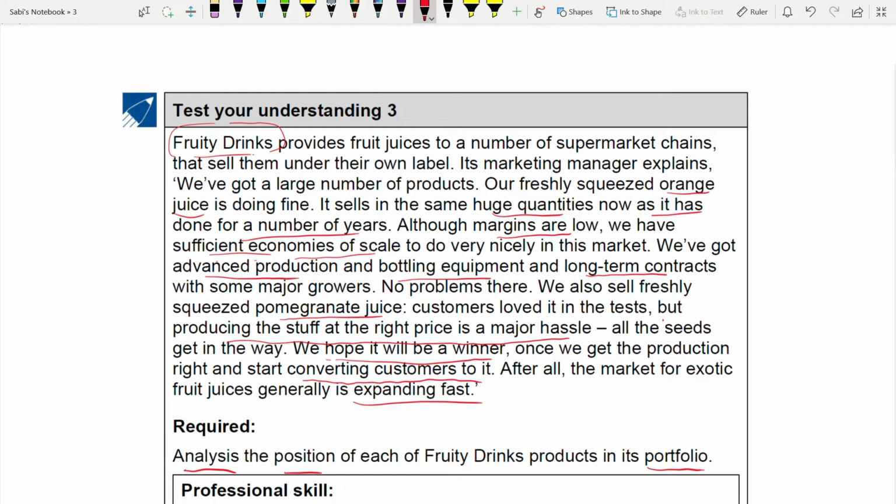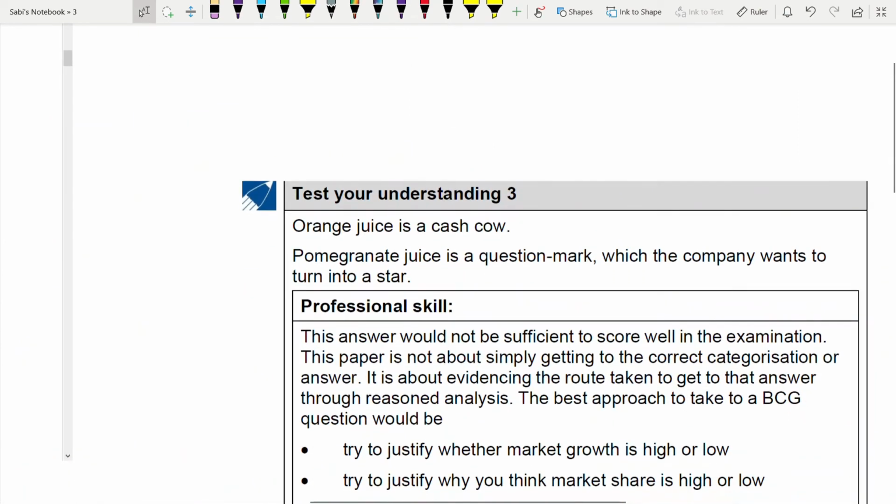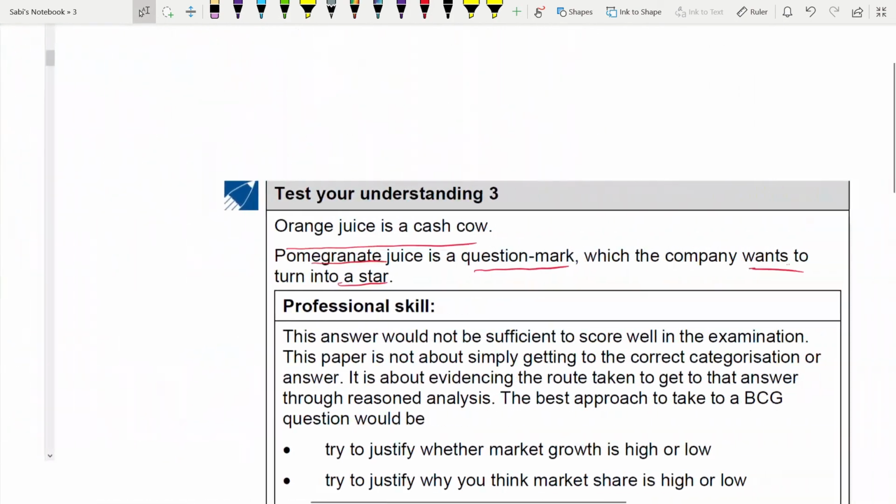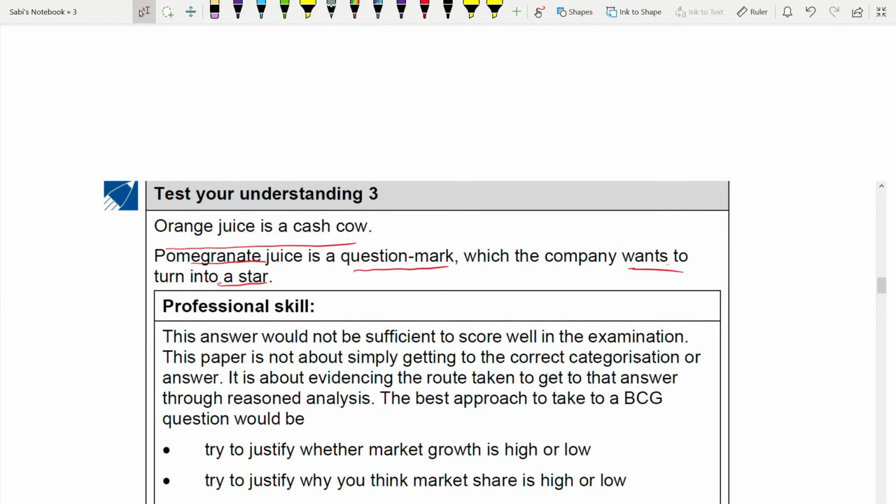So now let us see the answer. If you see the answer, automatically you will be able to tell that orange juice is a cash cow. Why? Because it has economies of scale, quantity was the same over all the years, and also the margin is low. That means they are not able to earn a big margin right now. Then pomegranate juice is a question mark. Why? Because they were not able to convert customers. That means they are not getting any cash yet. But there's growth in that market, as we have seen, which the company wants to turn into a star, because they told us they will be a star in the future. They'll be a winner. They are hoping to see them as a winner. This much is the answer.